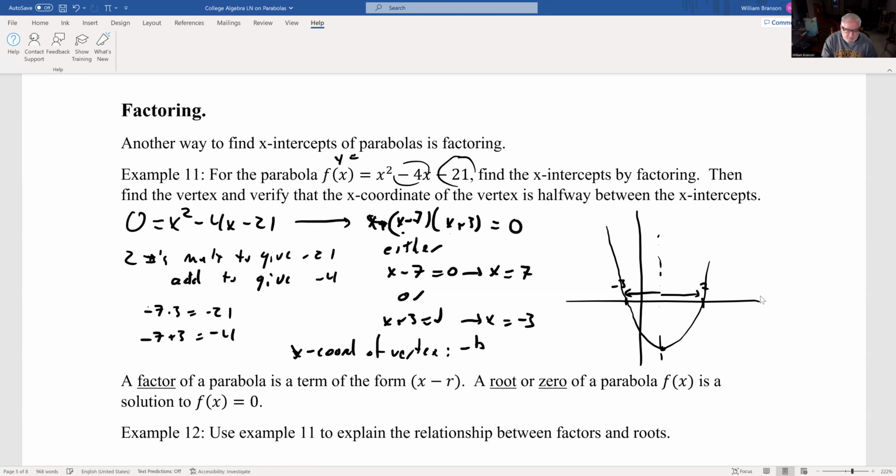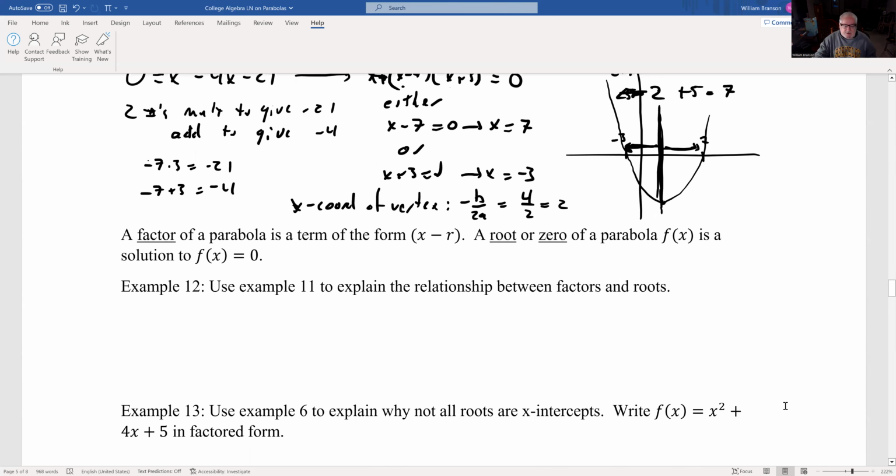So we know that the x-coordinate of the vertex is minus b over 2a. And in this case, that's 4, because it's a minus 4 over 2, which is 2. So this is 2, and 2 plus 5 equals 7. 2 minus 5 is minus 3. So the x-coordinate of the vertex is 2, and the two x-intercepts are 5 units to the left and right of it.